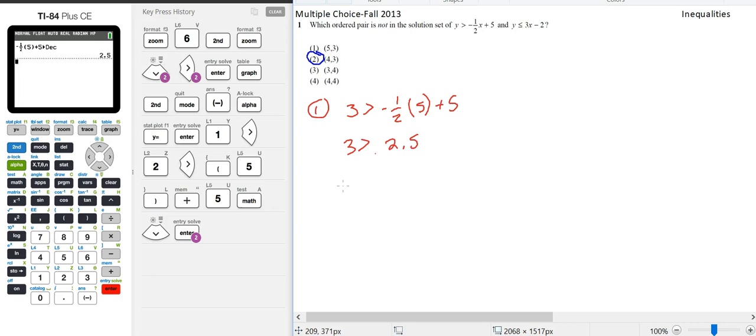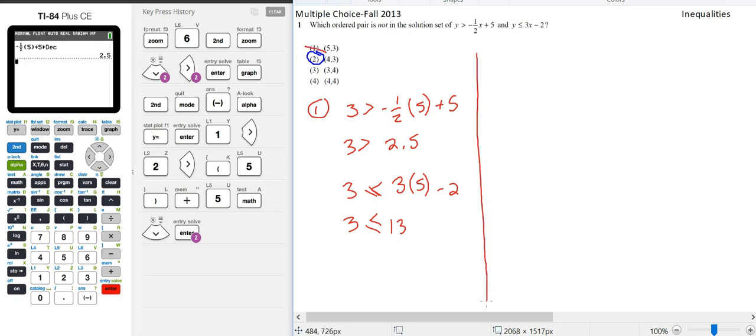So now let's try this point in the other inequality. For y, we're going to plug in 3. Is 3 less than or equal to 3 times x, which is 5, minus 2? Is 3 less than or equal to 3 times 5 is 15 minus 2 is 13? Is 3 less than or equal to 13? It is. So the point in choice 1, (5, 3), makes both inequalities true, and therefore it cannot be the correct answer to the question.